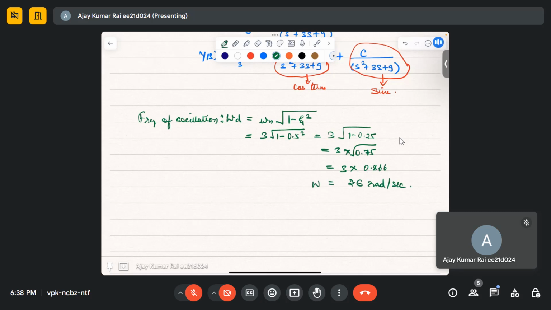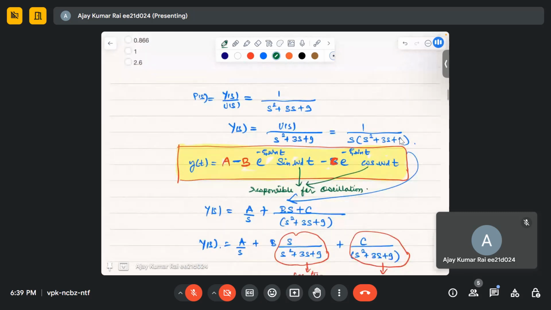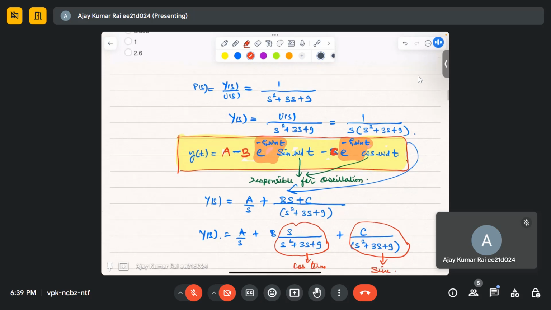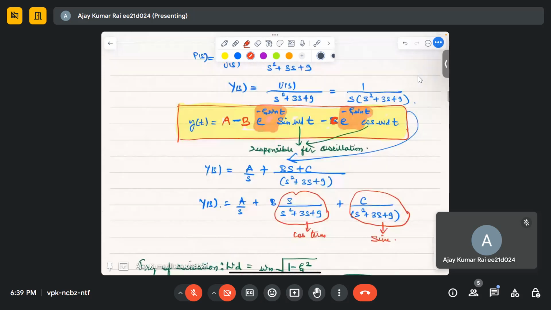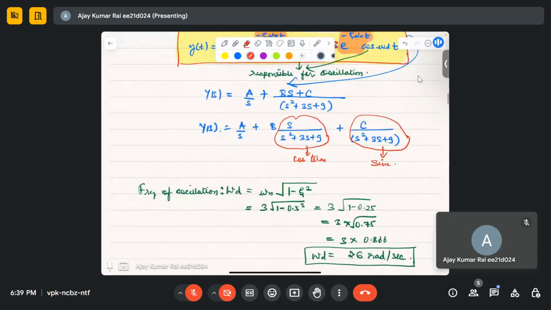So this is the frequency of oscillation for y of t, because in y of t you have to see which terms are causing oscillation. These are exponential terms, so let me highlight them. They will not cause oscillations. Only the sine and cos terms will cause oscillation, and the frequency is omega d. So you know how to calculate omega d directly.